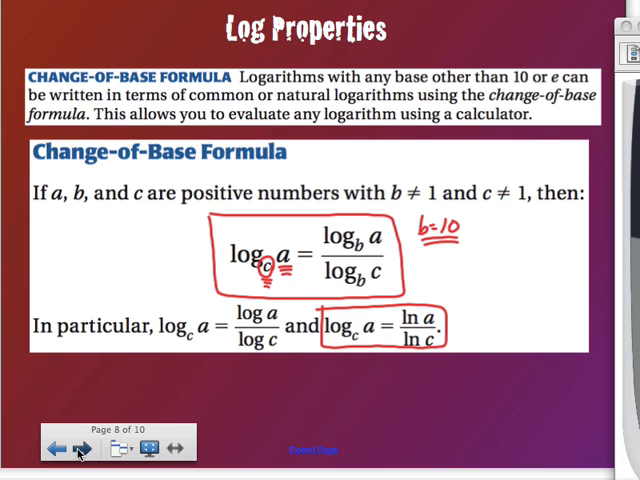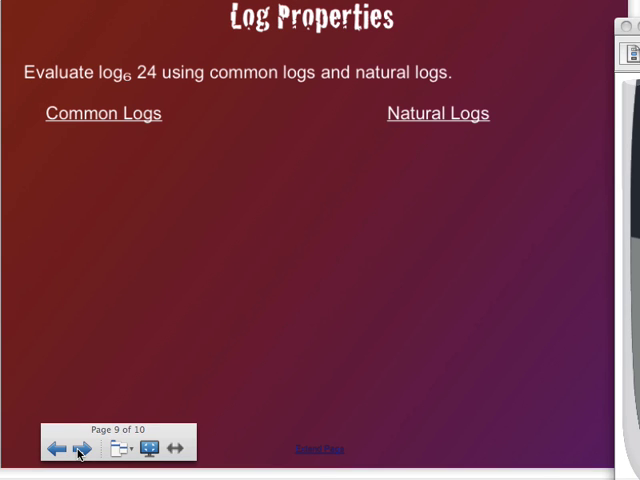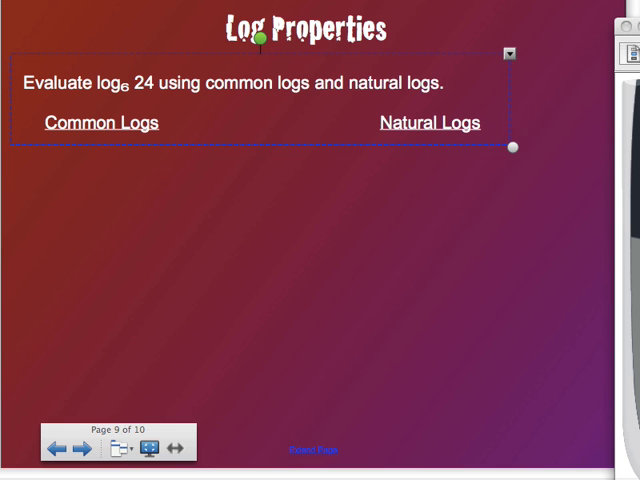For example, if I look at something like this, and it says, hey, I want to evaluate log base 6 of 24 using common logs. When I look at something like this, there's no way to type it in. I can't type that into my calculator. And so instead what I can do, and I'll use common logs first. Common logs would be the base 10, the numbers, versus natural log, which would be using E.